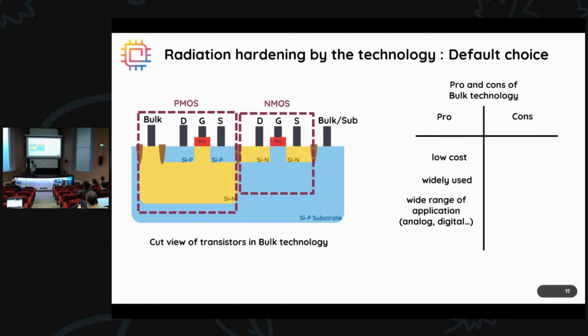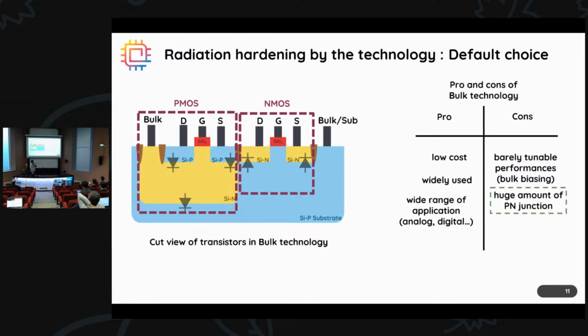The problem of bulk technology for radiation hardening is that it's barely tunable with bulk body biasing. It has a lot of PN junctions, including one in reverse, that will generate photocurrents when submitted to dose rate. And finally, it has important oxide. So when the dose accumulates into the oxide, the transistor performances will drift a lot.